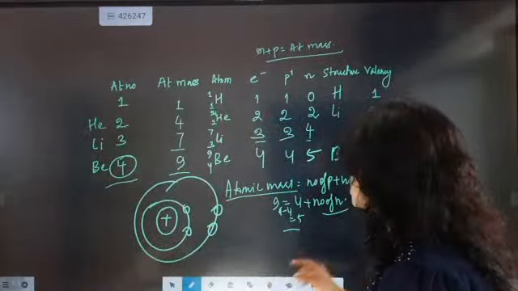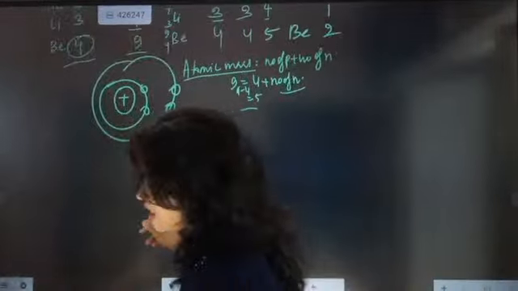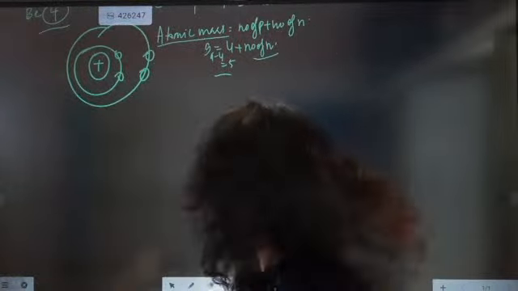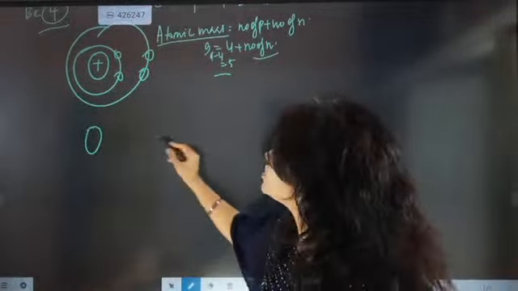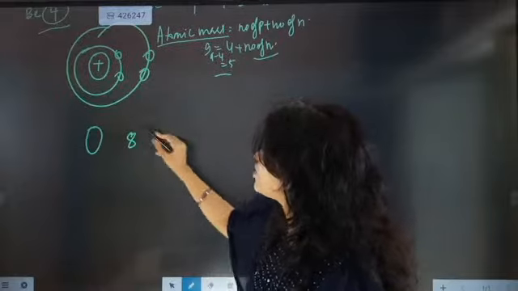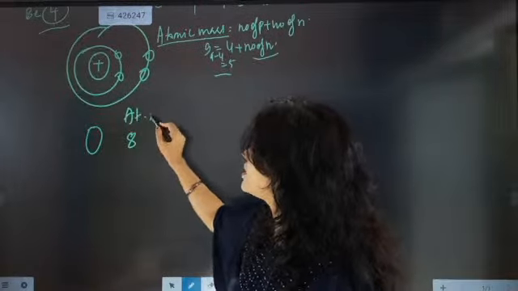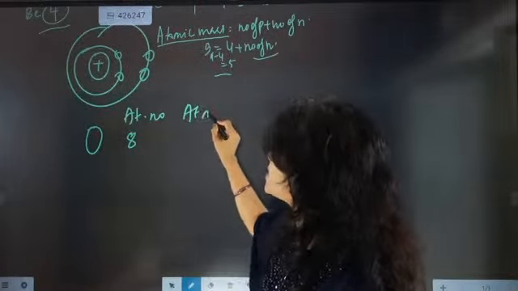Now I'll just speak about it. Let's see how you are going to do for oxygen. Now we are going to go for oxygen. Oxygen atomic number is 8. Atomic mass is 16.